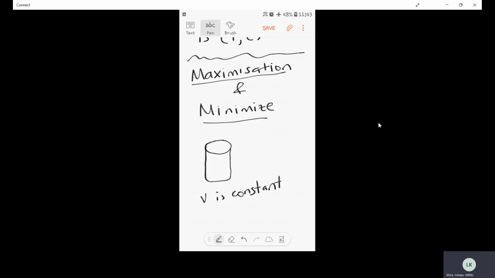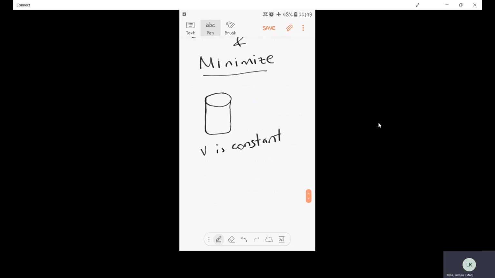And what we want to find out is what is the radius that we should have here so that our area is minimized. Okay, because if we use minimum area, we're using minimum materials. Now we know that our area is given by this formula.